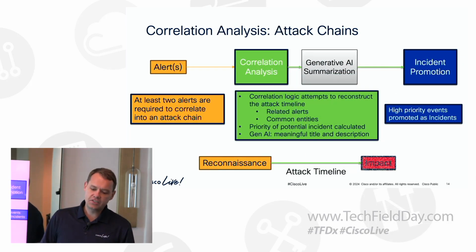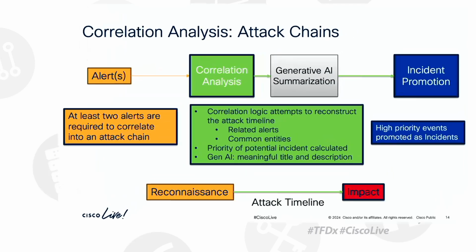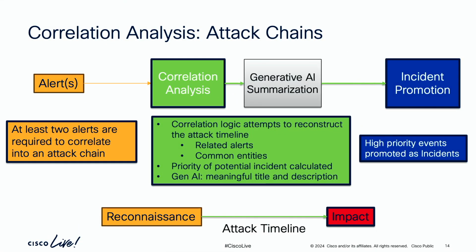Breaking down correlation momentarily. Correlation is about reconstructing the attack timeline, for which we use MITRE ATT&CK as the lexicon. There are 14 different MITRE tactics right now that describe an attack timeline, or the actions an attacker will take from reconnaissance through to impact. What we are doing is building out that attack timeline by correlating alerts. The major things upon which alerts are correlated today are related alerts and common entities, which we then use to build out that attack timeline.